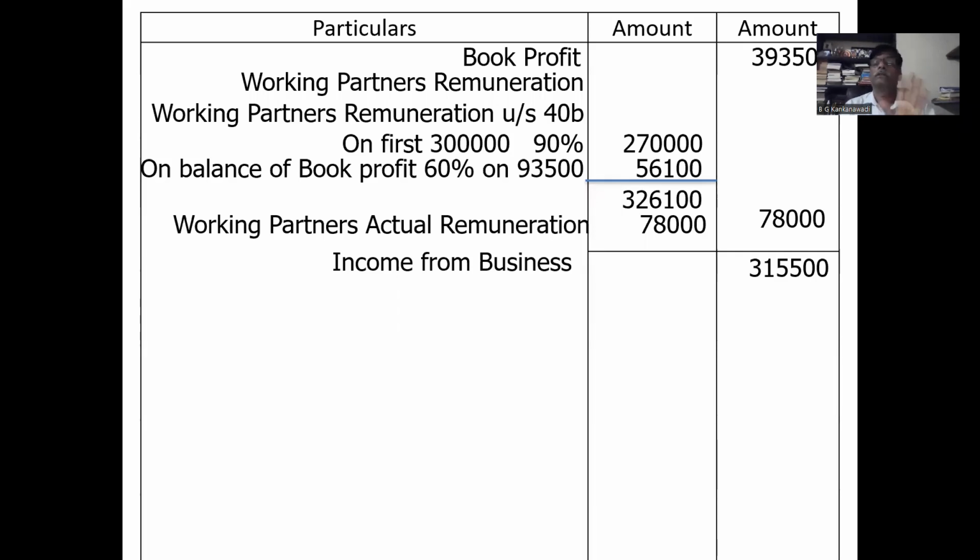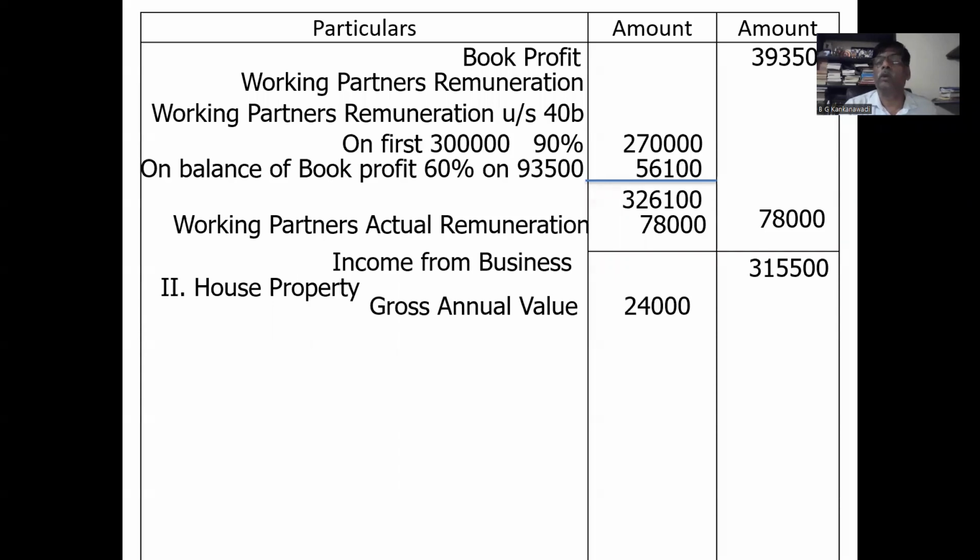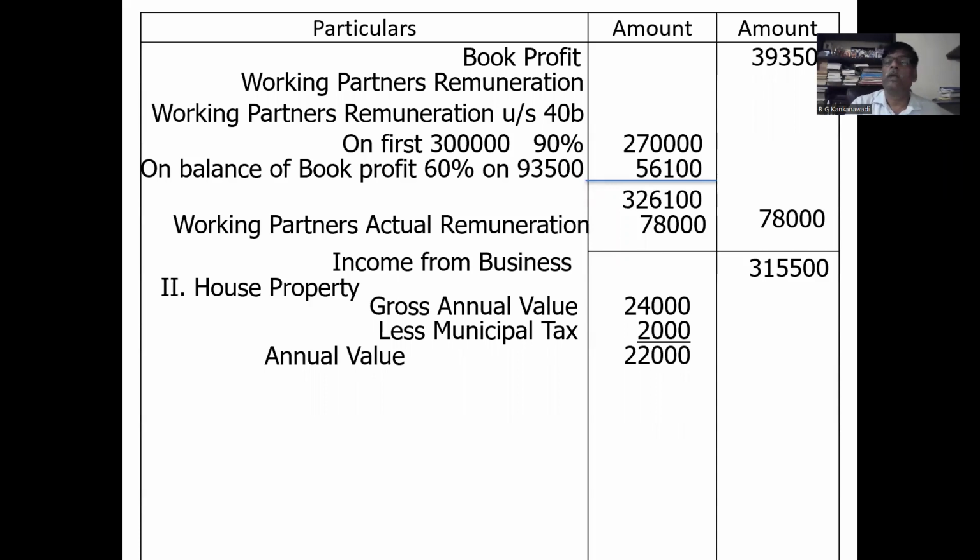Then first business income completed. Now you go to income from house property, you calculate. Gross annual value means rental value. Rental value 24,000, less municipal tax paid. 2,000 municipal tax paid is there. You deduct it. 22,000 is called as annual value.